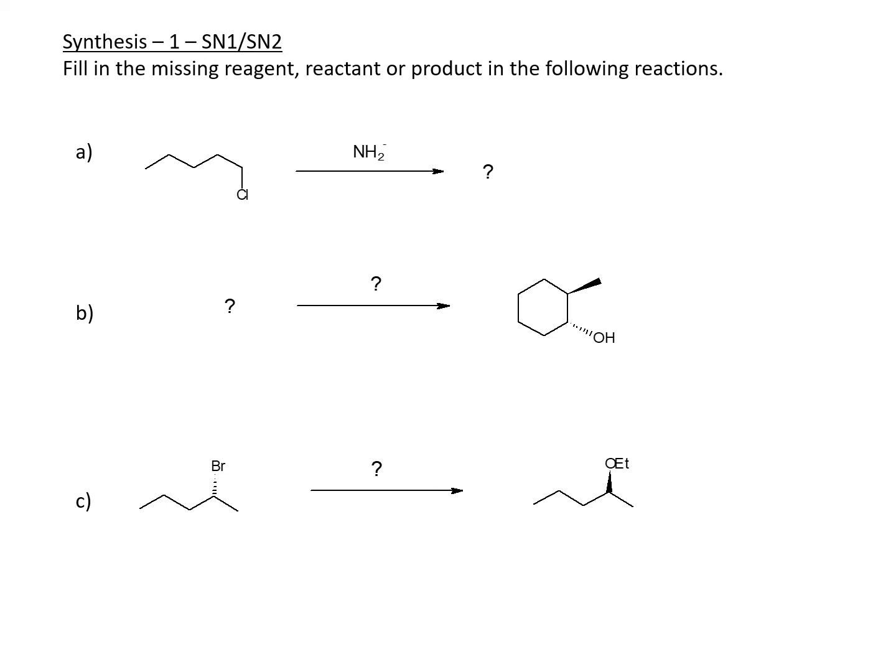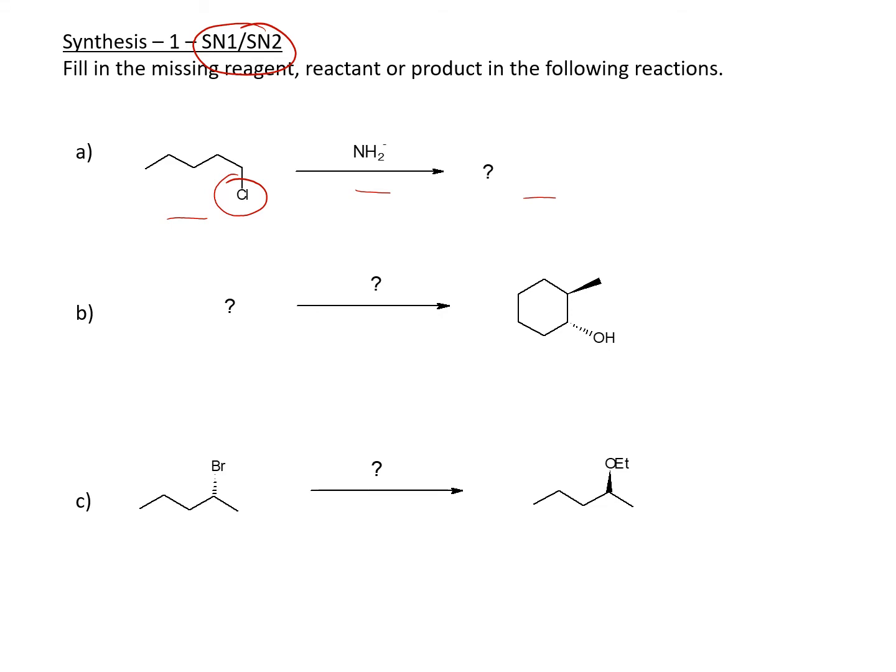Fill in the missing reagent, reactant, or product in the following reactions. So here this is an SN1, SN2 type of reaction. Of course we have a substrate, we have a nucleophile, we're going to write the product. Just like in any SN1, SN2, you look for your leaving group, which is going to be the Cl minus.